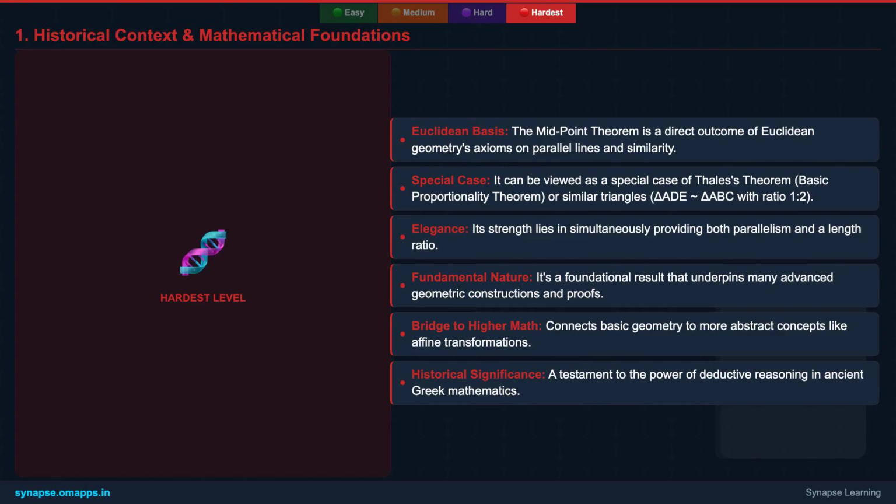Its elegance lies in consolidating both parallelism and a length ratio into a single, powerful statement. This simplicity makes it a cornerstone for understanding more complex geometric transformations and relationships, forming a foundational piece in the broader mosaic of mathematical thought.